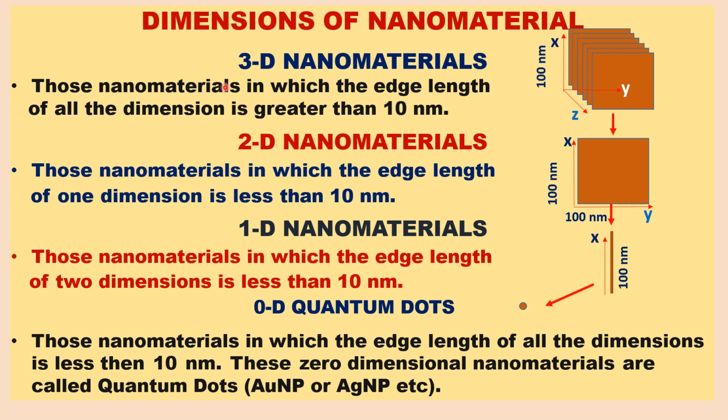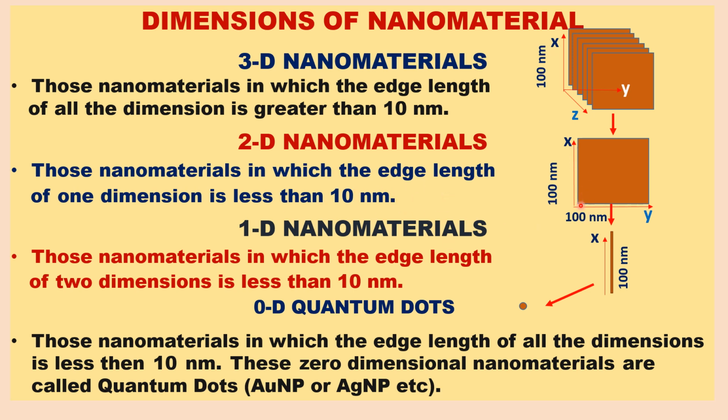Okay, what are 3D nanomaterials? Those nanomaterials in which the edge length of all the 3 dimensions is greater than 10 nanometer. Okay, now what are called 2D nanomaterials? Let us take a sheet only. This is 2D. Okay, this is 3D. Those nanomaterials in which the edge length of one dimension is less than 10 nanometer.